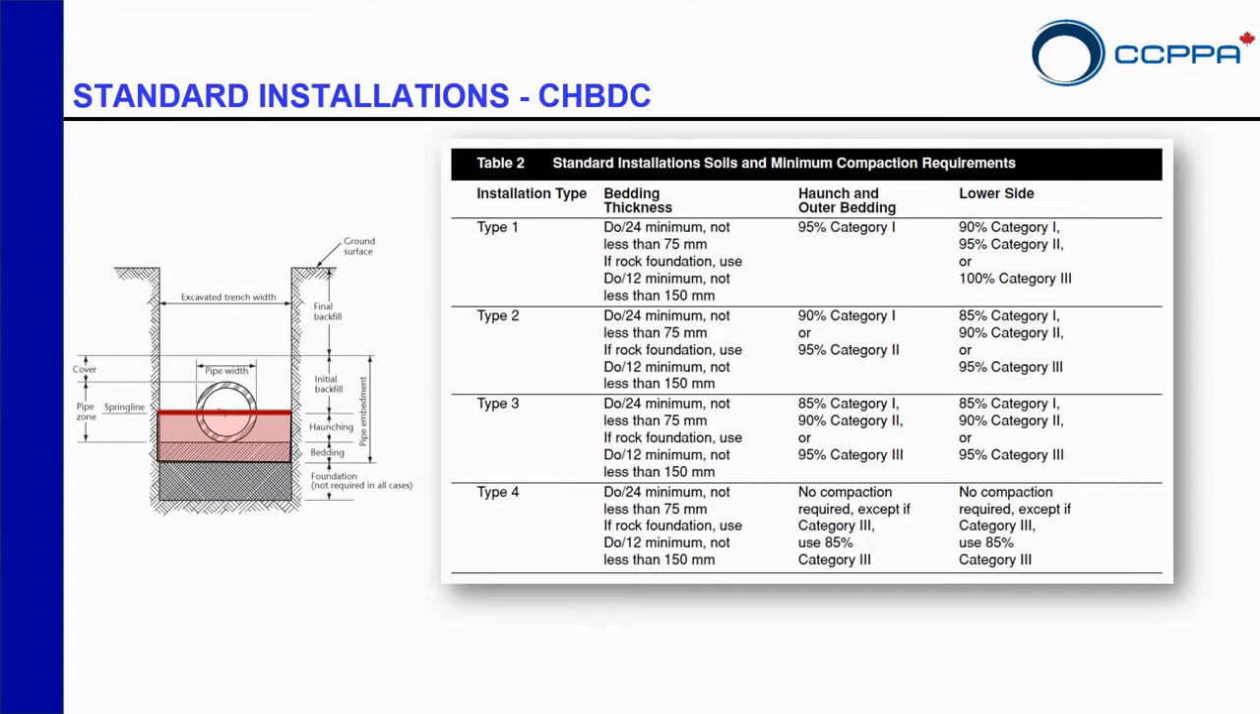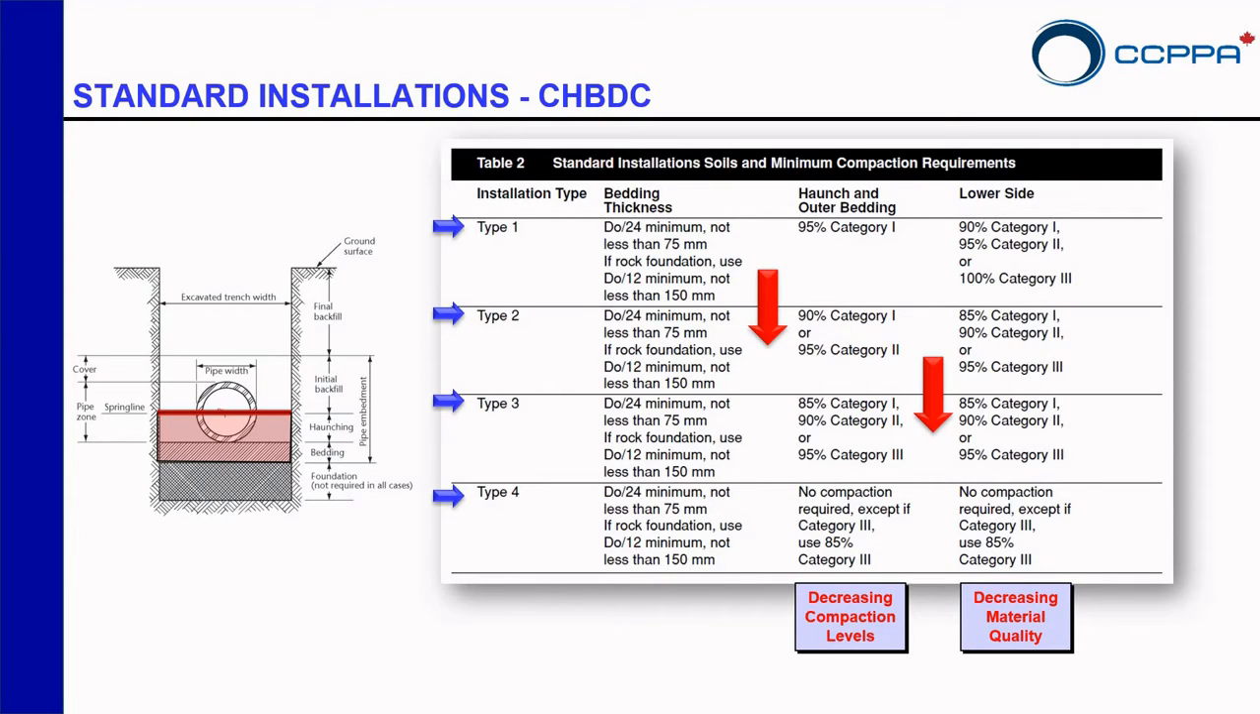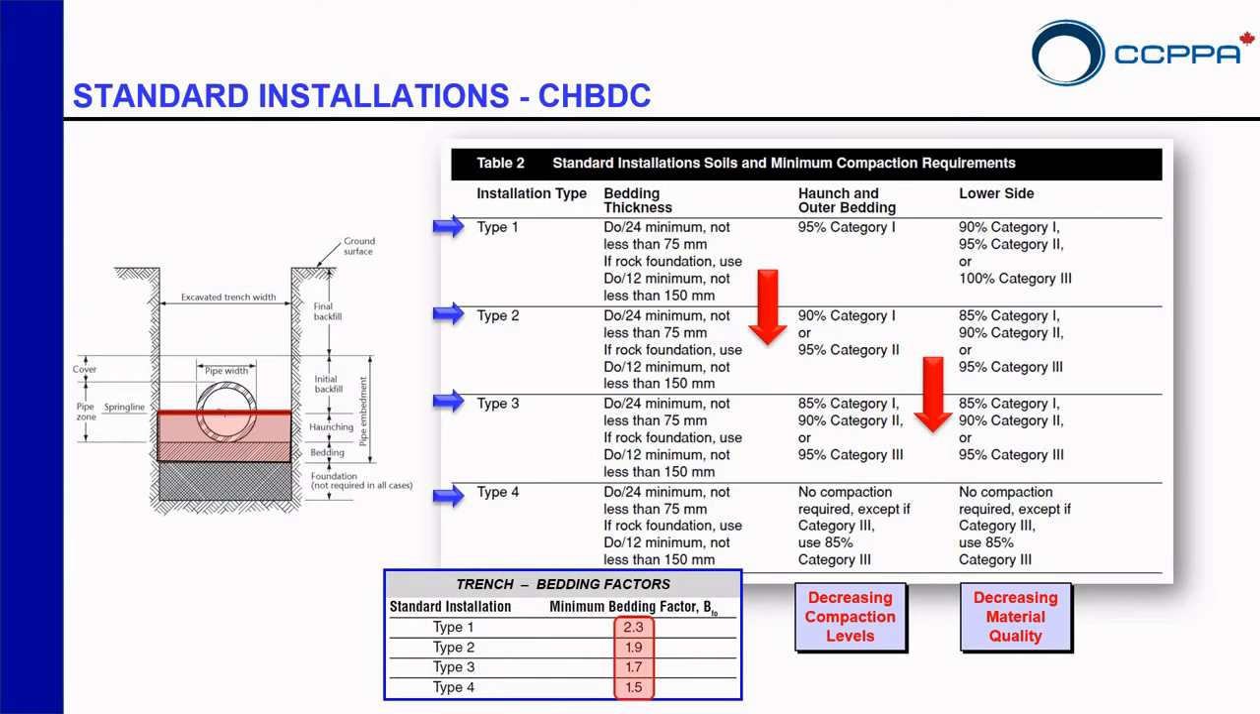You can see here on the picture on the left, but you will have 4 different types. The difference between them is that as you go down on types, you are reducing the compaction effort as well as the quality of the bedding material. This will result in a different bedding factor for each of the types of installation. So type 1 is going to be the best bedding material with the highest compaction effort, and type 4 is going to be the lowest quality of bedding material with less compaction effort. So remember to check your province's installation requirements.